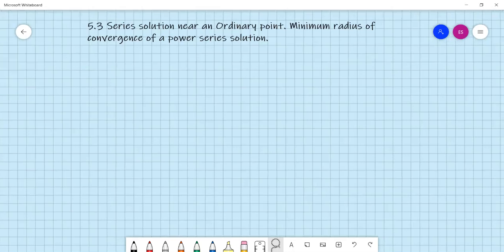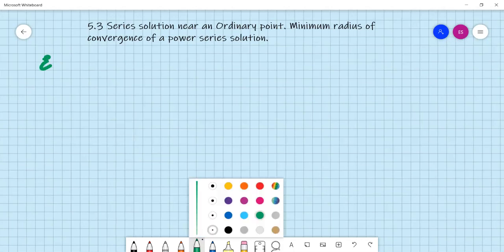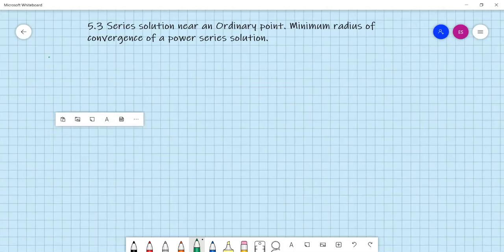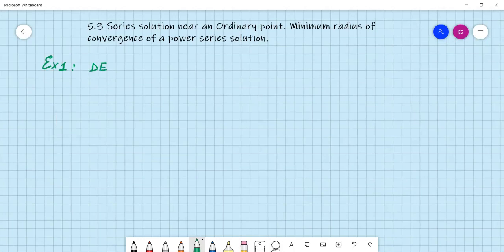So give me a second. So it's too thick, I guess. I'm going to move to this one. And example number 1, differential equation with non-polynomial coefficients. I think that's supposed to be us also over here.